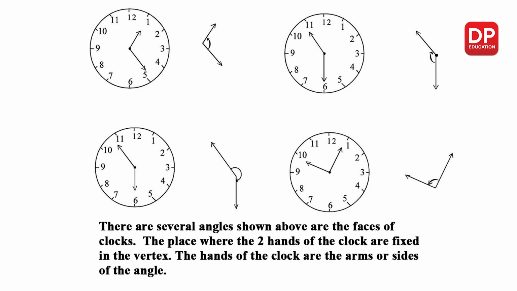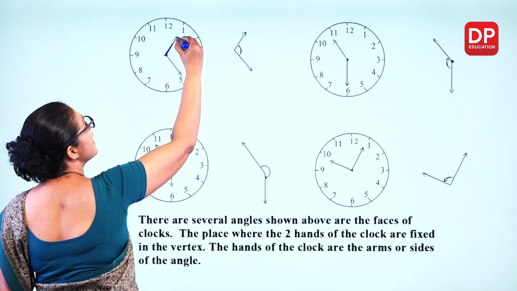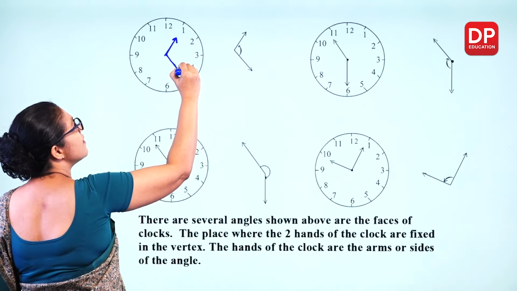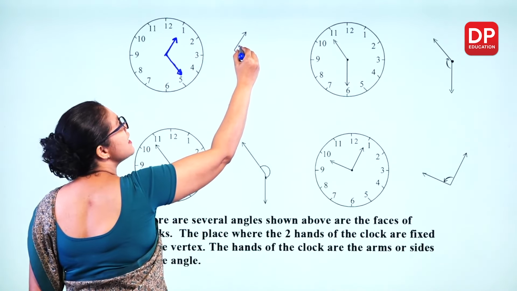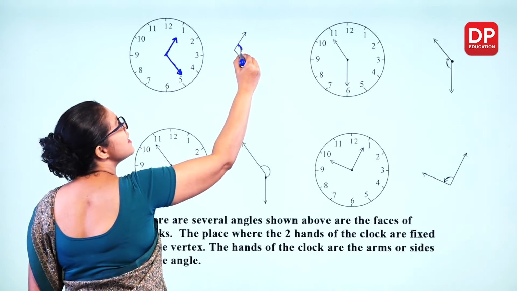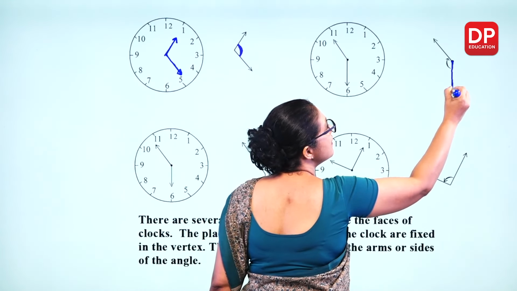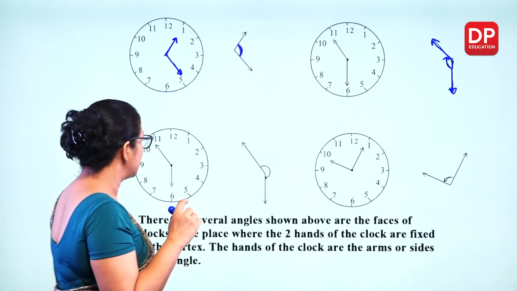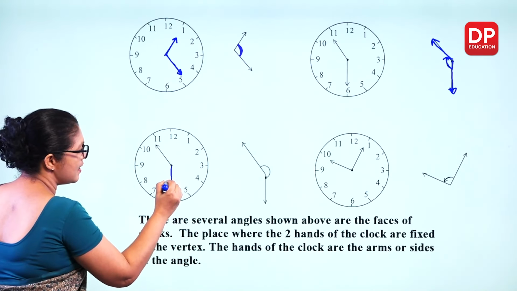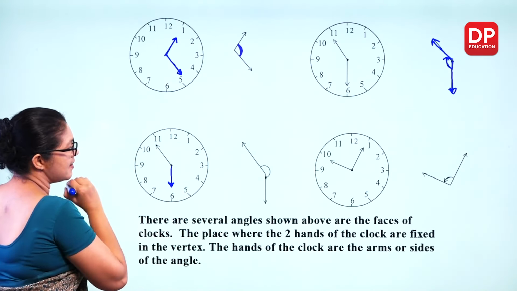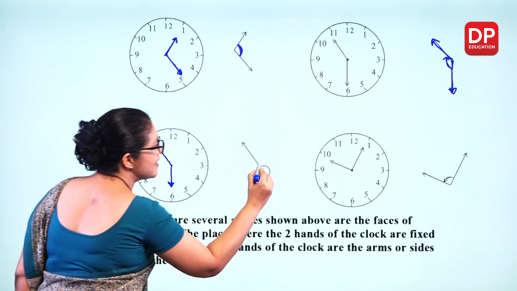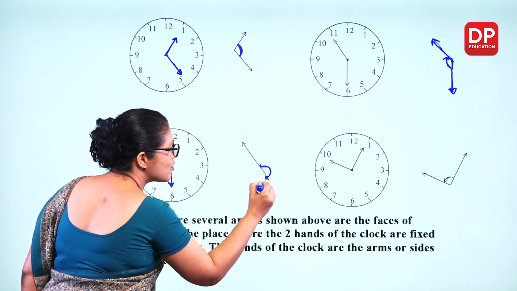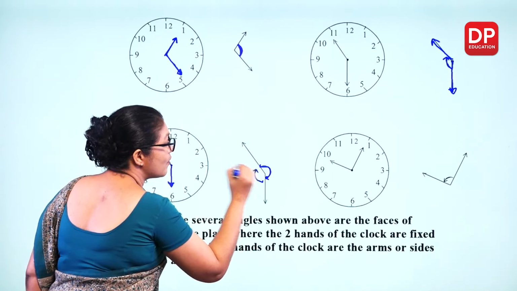Look at this clock. What's the angle there? When you take this hand and this hand, hour hand and the minute hand, you see this is the angle you get. When you take this one, this is one arm here and the other arm here. So this is called the angle. Here also, this is one hand and this is the other hand. So you get two angles. You can get either this angle or this angle. So we'll look at more about angles there.